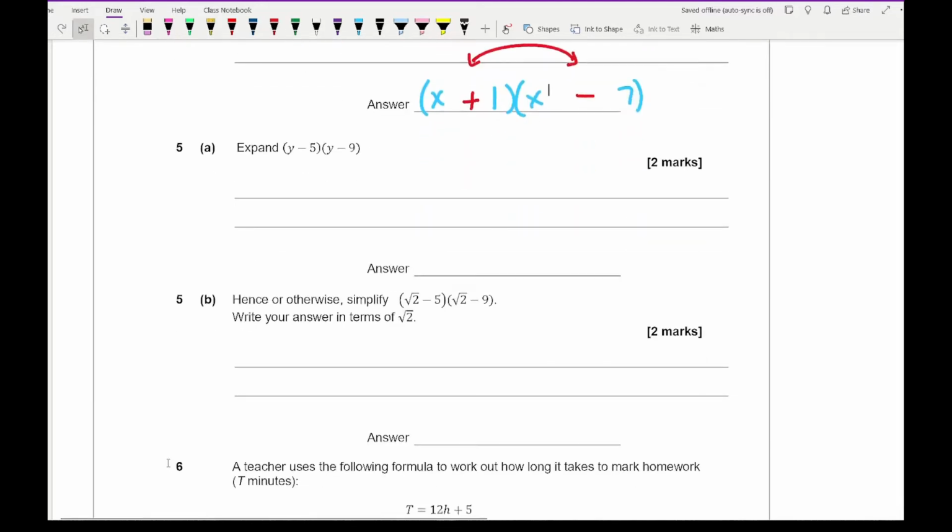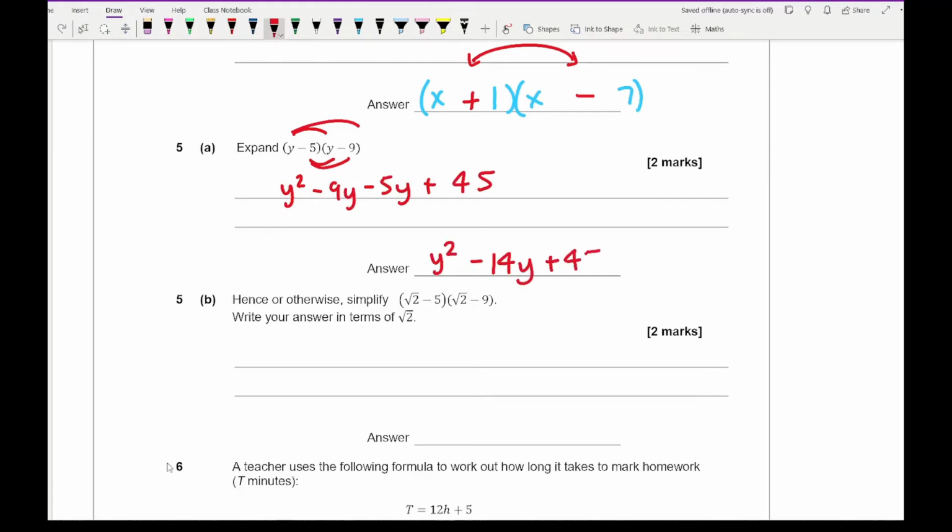Moving on to 5a, so we're expanding the brackets. So again, using loops or using a grid, whichever you prefer, we should have y squared minus 9y minus 5y plus 45, which gives me a final answer of y squared minus 14y plus 45.